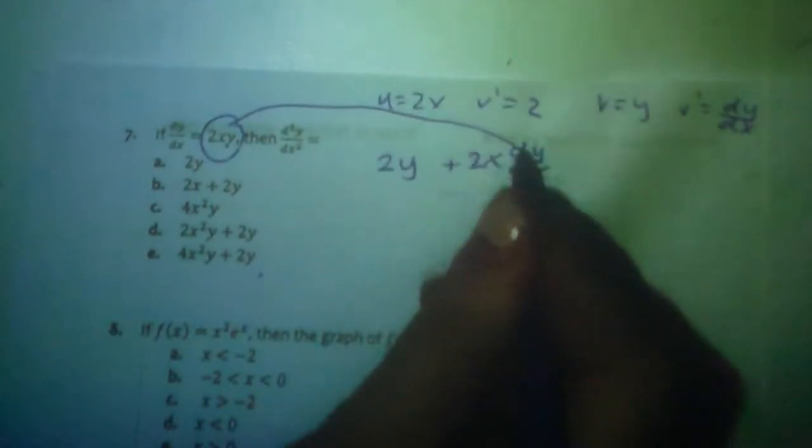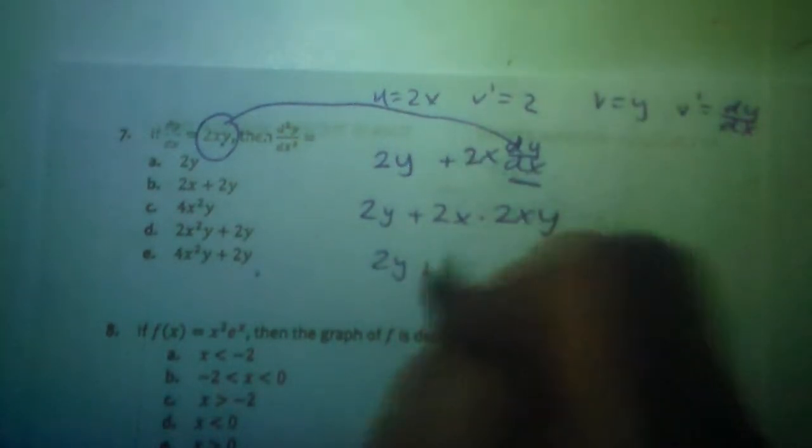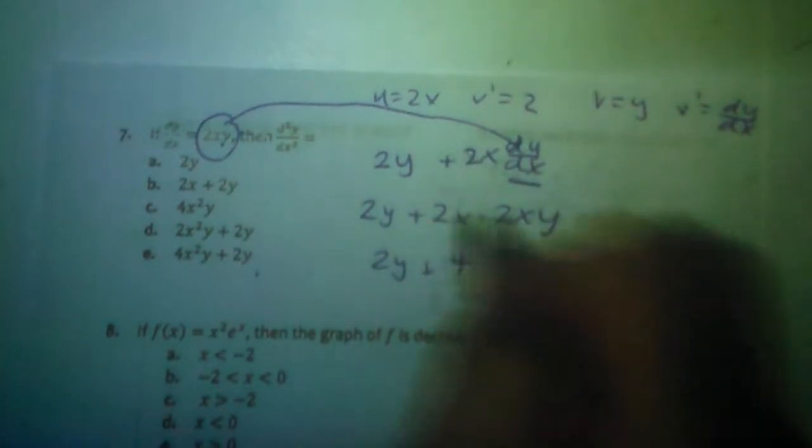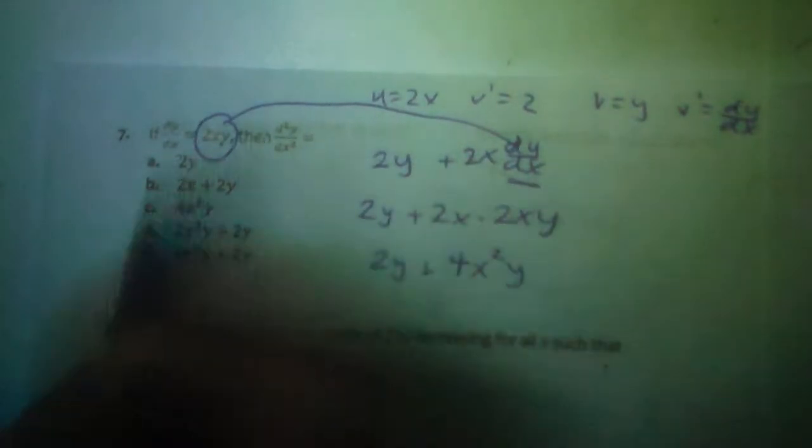And I can't leave it like that because dy dx, right, is not my answer, but I have dy dx, so I can take dy dx and substitute it in. So this is 2y plus 2x times 2xy, which is 2 times 2 is 4, x times x is x squared, so your answer is E.